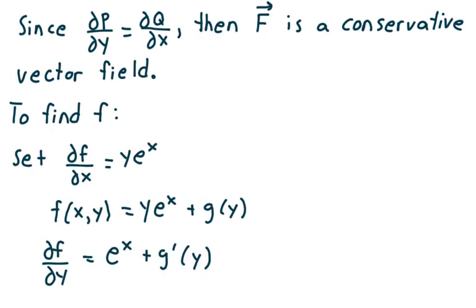Since the partial of P with respect to y is equal to the partial of Q with respect to x, F is a conservative vector field. Now we want to find the potential function small f. And here's how it works. Set the partial of f with respect to x equal to ye to the x.